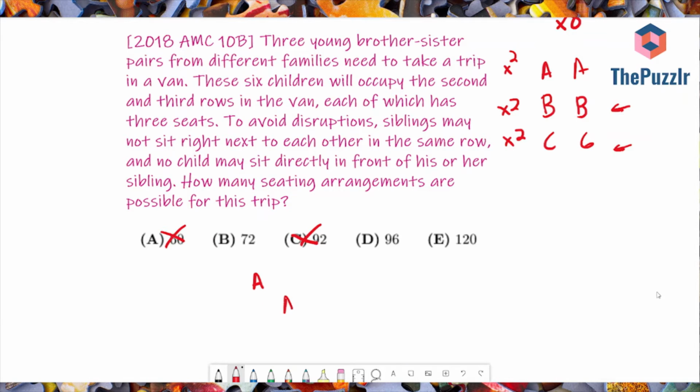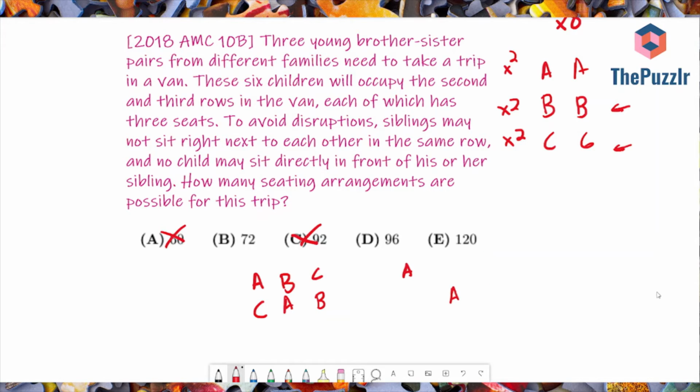What if it goes here? If it goes here, then say B goes here. Then the second B can't go here, but it can go here. And then C, C. Okay, what else do we have? We could have A, B, and then we said A here. What if we have B here? But then the two C's would be right in front of each other, so that's not allowed.